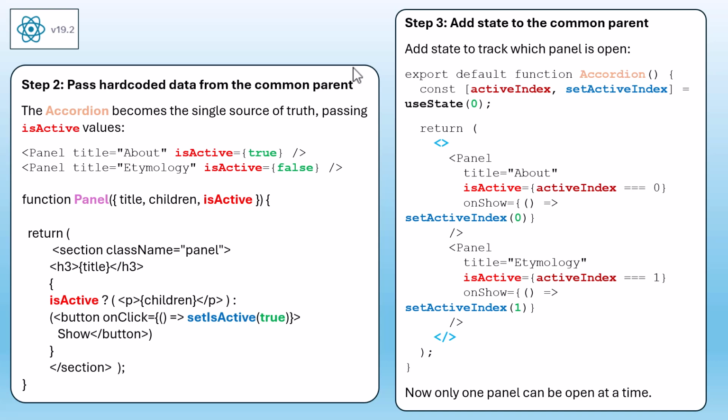By completing these three steps, you've successfully lifted the state up. The parent component now coordinates its children, and the user experience becomes consistent.